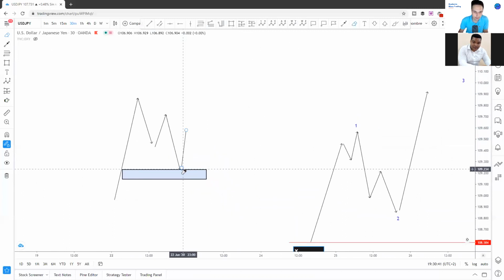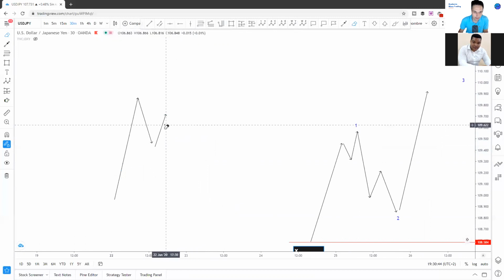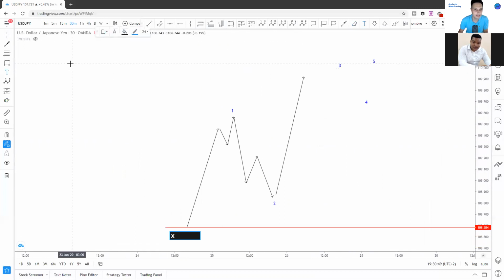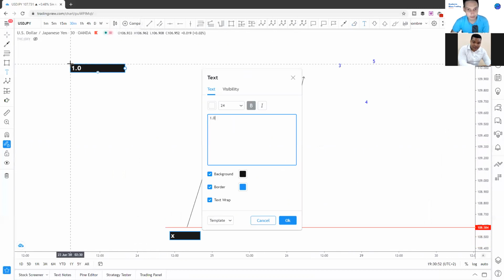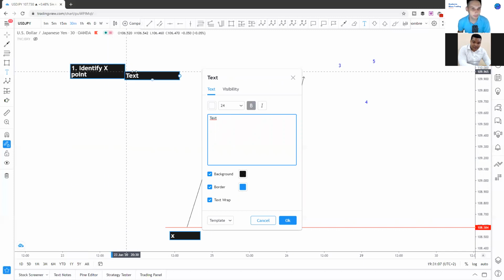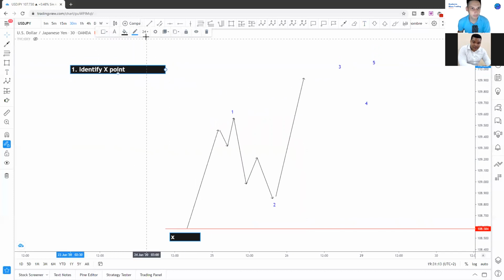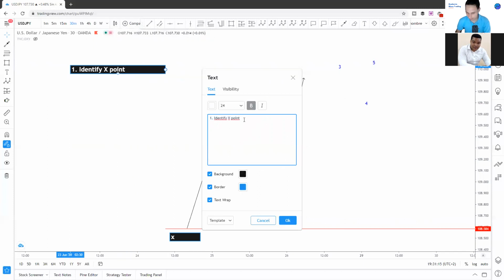Then, first things first, we have to identify first the X point. What is the X point, guys? Question mark. Identify the X point. Then, second, what is the X point?